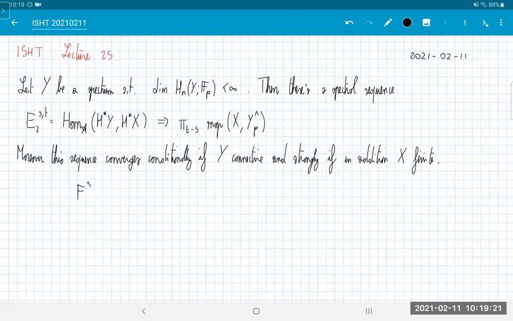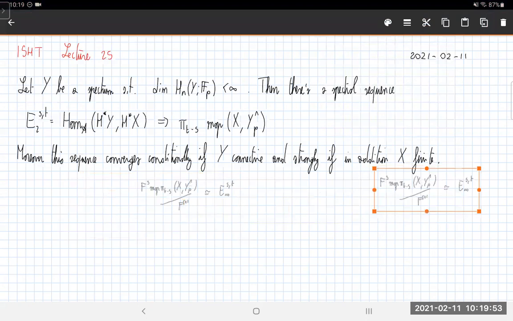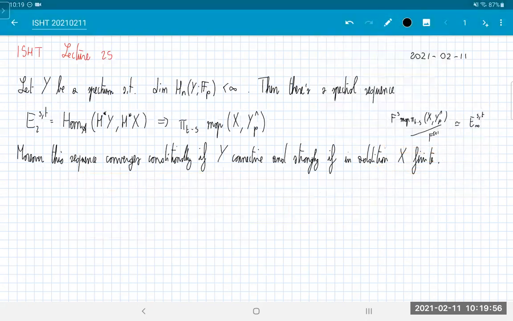You can identify this thing modulo F^{s+1} with the infinity page here, which was a subquotient of this guy. Okay, but maybe someone complained that it was a bit too abstract, and that very strongly says something more than that, but you know, just to give you part of it. And someone said it is too abstract, so let me be a bit more concrete.